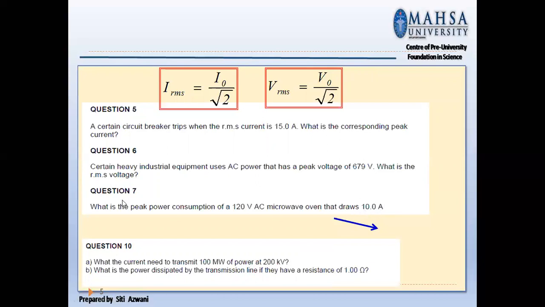So if you want to calculate the peak power here, by using the formula P naught equal to I naught V naught, you need to calculate the value of your I naught first. Refer back to this formula, and you can calculate the I naught. And then you can calculate also the V naught because you are given the VRMS here and the current IRMS here. Is it okay for you?